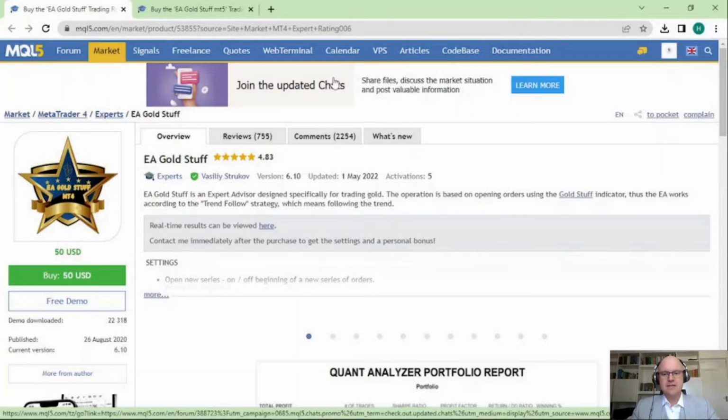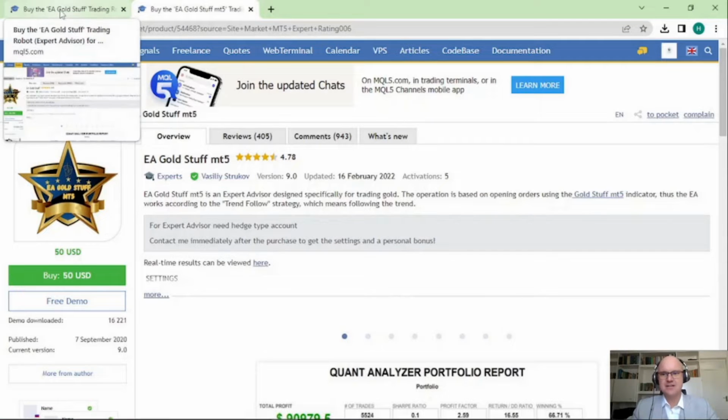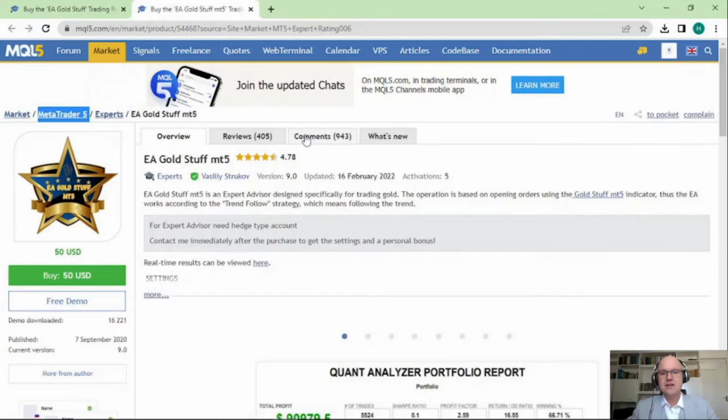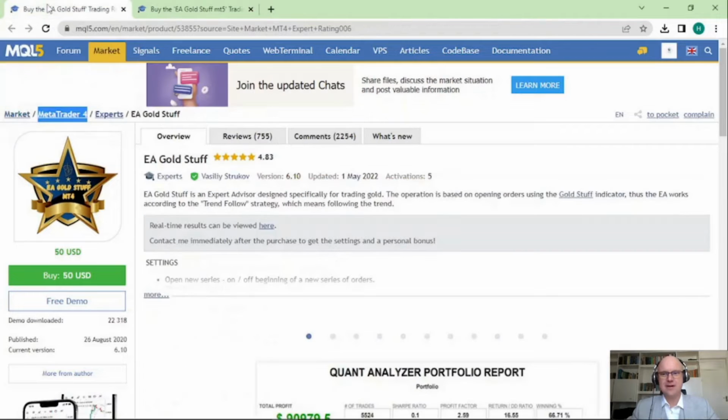Gold Stuff EA is available for both MetaTrader 4 and MetaTrader 5 and is available for purchase for only 50 USD, which I think is very reasonable for the amount of work that goes into programming an expert advisor. Now, before purchasing an expert advisor, I always recommend to test the demo first for yourself. So that is exactly what we'll be doing for this video.